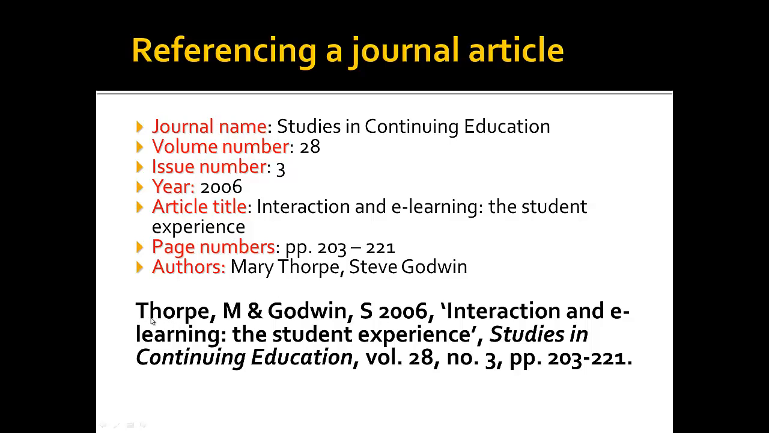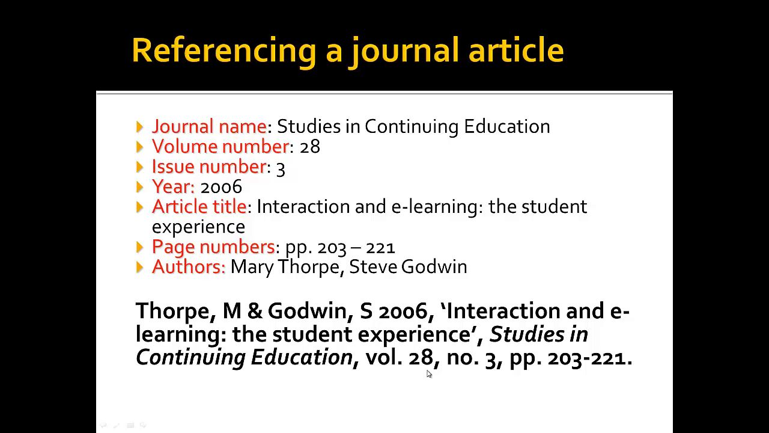So we list them in this order. Authors: Thorpe, M, and Goodwin, S. 2006, and the title of the journal article goes in inverted commas. So we use an inverted comma here. Interaction and e-learning, the student experience. So all of this uses minimal capitalization, inverted comma, and then we have the title of the journal itself. So Studies in Continuing Education. Note that we use maximal capitalization for this.